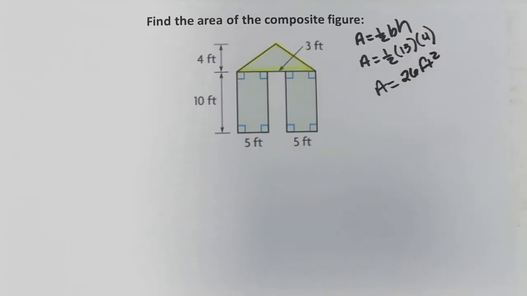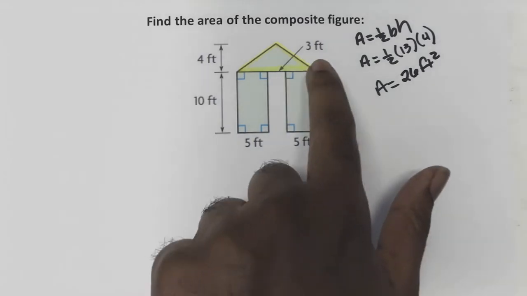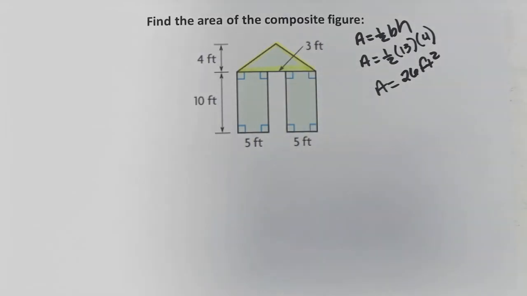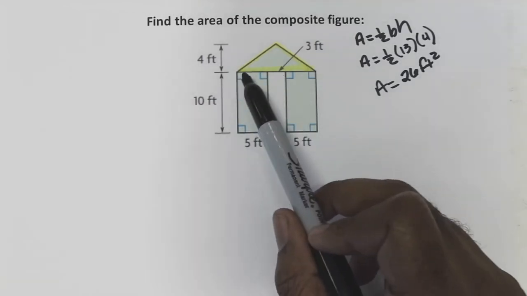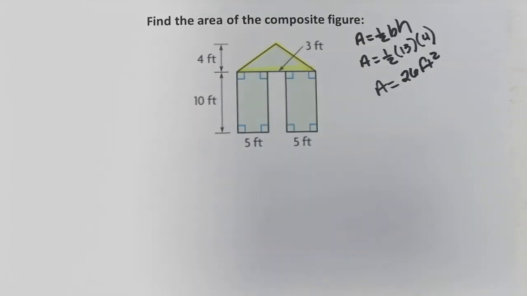How many of you got that answer? Good job. I heard a couple people say 6 feet squared. Let's see if we can figure out what you did. What did you use as your height? Correct, you used 4. What did you use as the base? Some of you used the 3. And so, going back, looking at my figure, 5 plus 3 plus 5 would give me the whole line, which is 13.